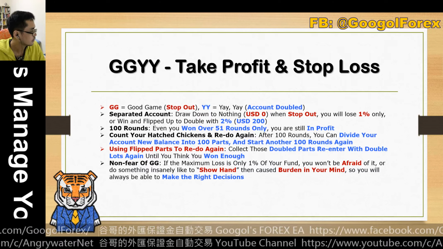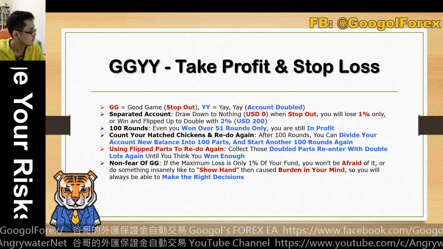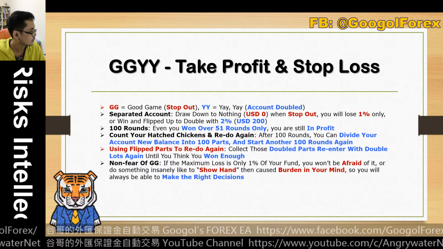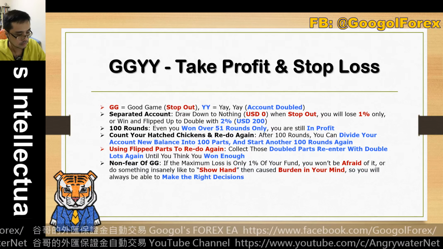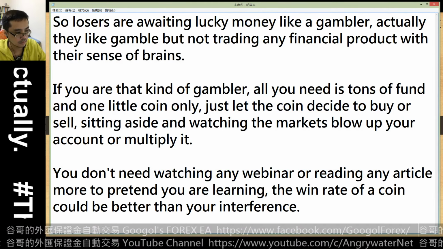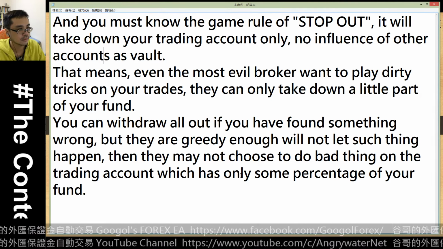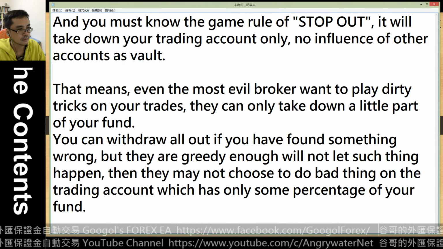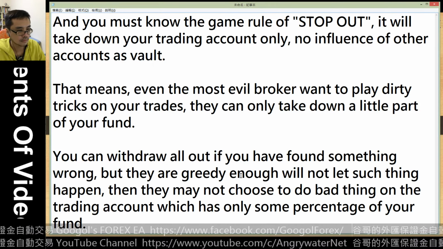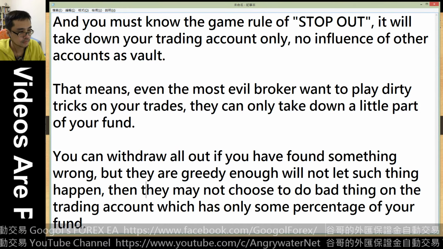And you must know the game rule of stop out. It will take down your trading account only, with no influence on your other accounts, such as the vault. That means even the most evil broker who wants to play dirty tricks on your trades can only take down a little part of your fund. You can withdraw everything if you find something wrong. But if they are greedy enough, they will not let such a thing happen. Then they may not choose to do bad things on the trading account, which holds only some percentage of your fund.